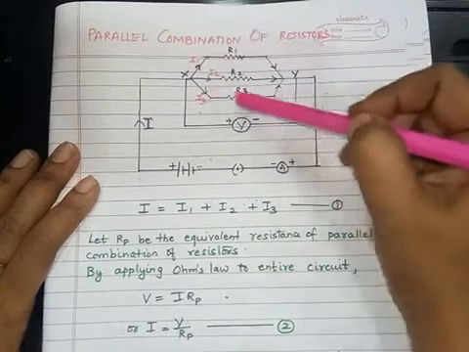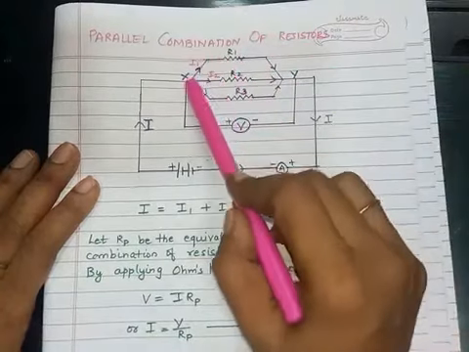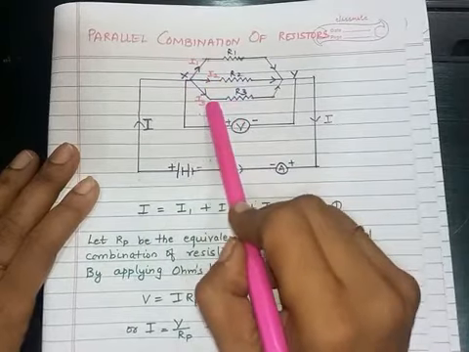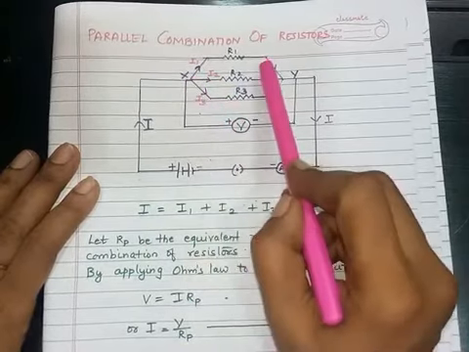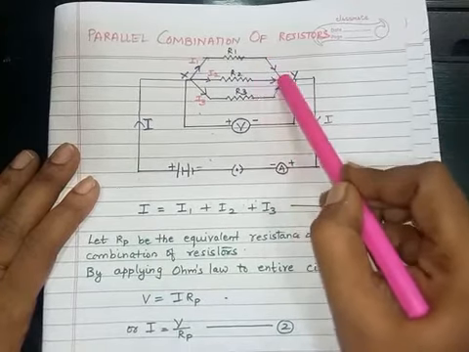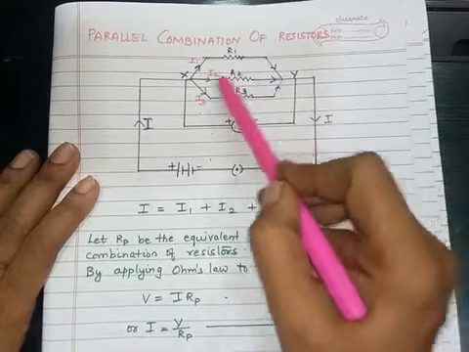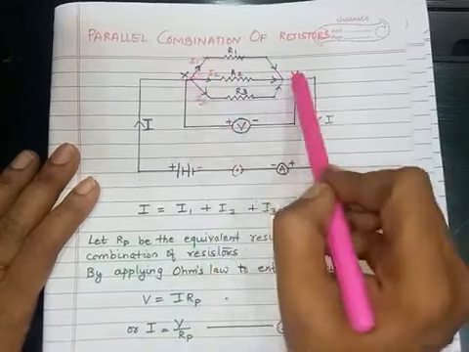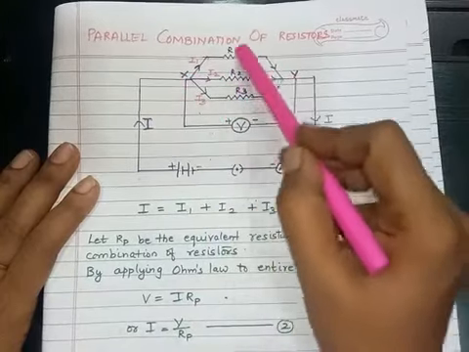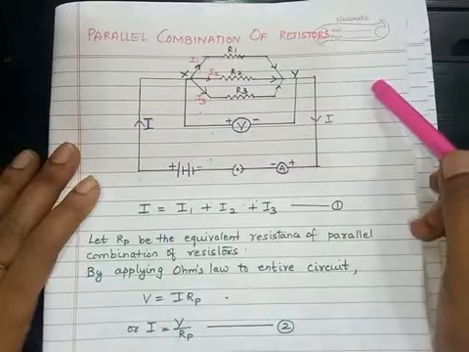Now just concentrate on this part of the circuit. We will see that one end of R1 is going to the point X, one end of R2 is going to the point X, and one end of R3 is going to the point X. Similarly, the other end of R1 is going to the point Y, the other end of R2 is going to point Y, and the other end of R3 is going to point Y. So there are two common ends X and Y where one end of each resistor is being connected. This is exactly what is meant by parallel combination of resistors.